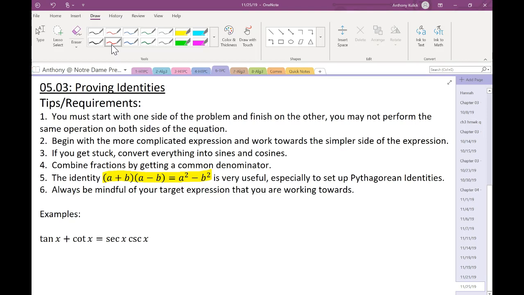And the last tip here says, always be mindful of your target expression you're working towards. By that I mean it's often helpful to pick your head up and look at what your end is supposed to be. Because oftentimes the ending is going to help inform you as to what you would want to do next. There's a goal in mind, and we should try to be working towards that goal.